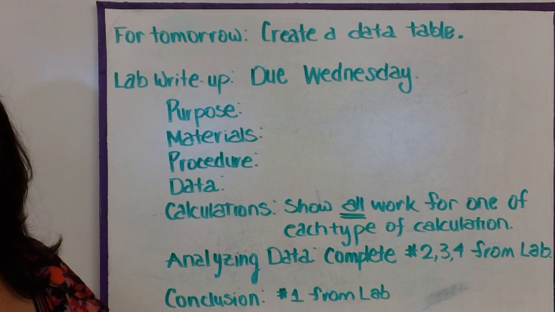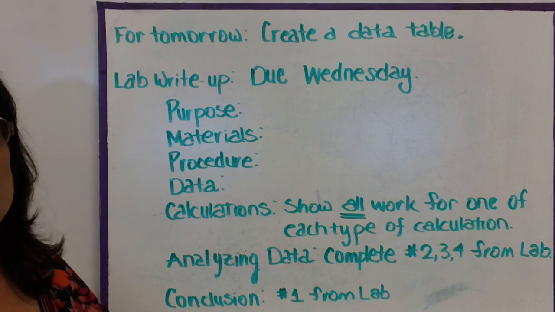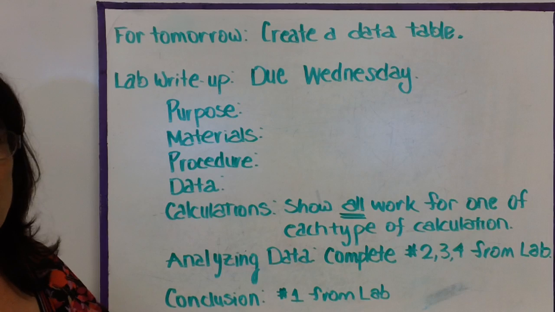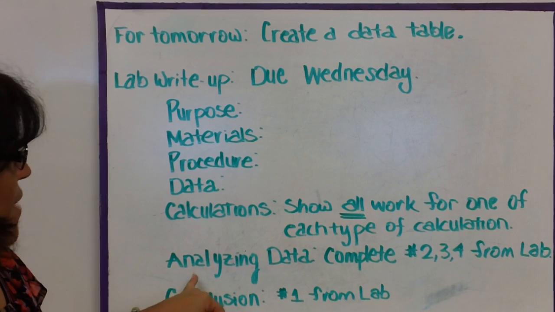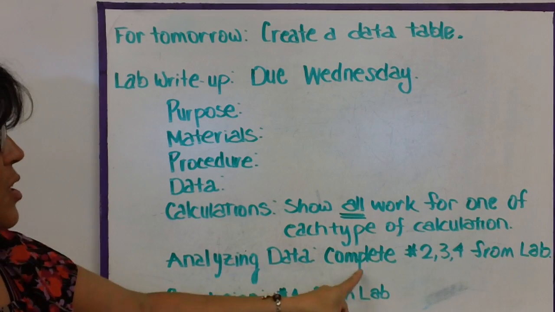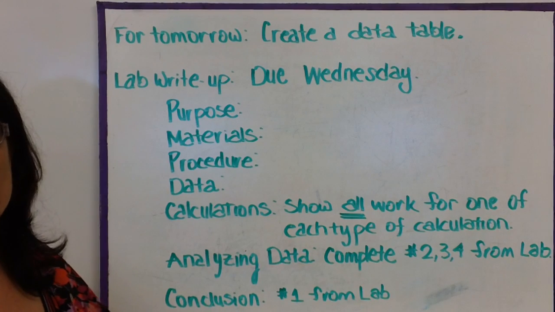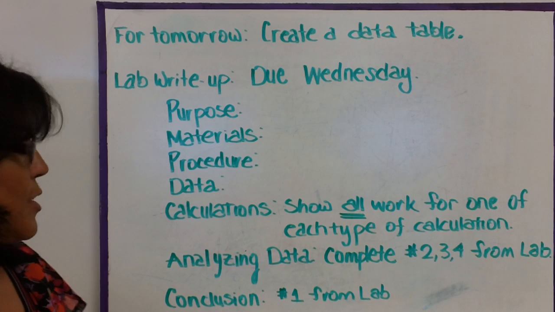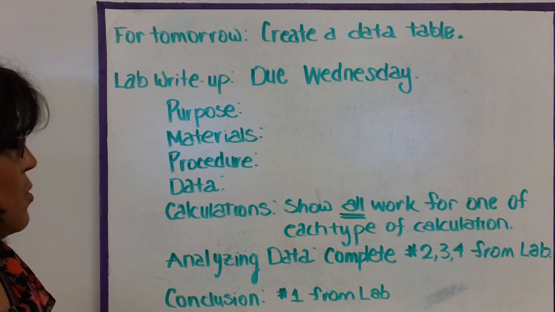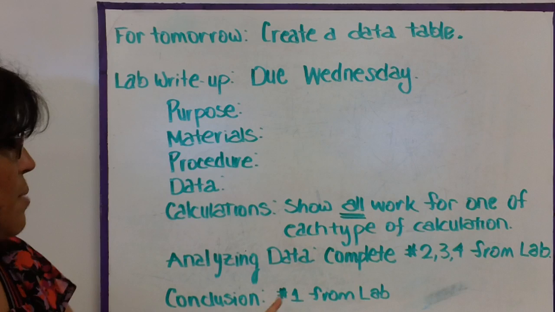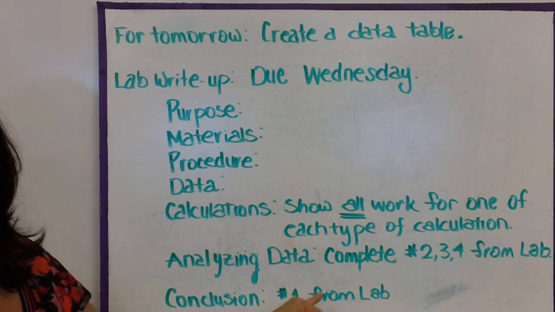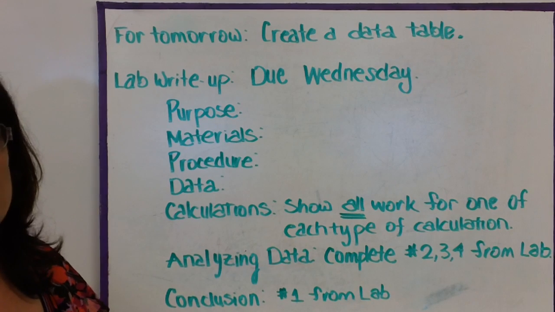Remember, we said we're going to be taking 5 trials. You do not have to do it for all 5 of them, only for one. And then analyzing data, you're going to complete number 2, 3, and 4 from the lab write-up. Okay, and make sure that you answer all of those questions. And finally, your conclusion, you're going to be doing number 1 on the conclusion section of your lab write-up. All of this can be handwritten.